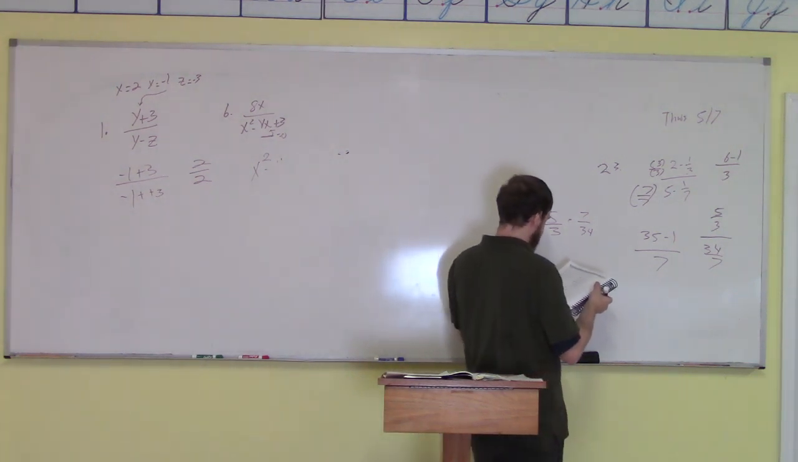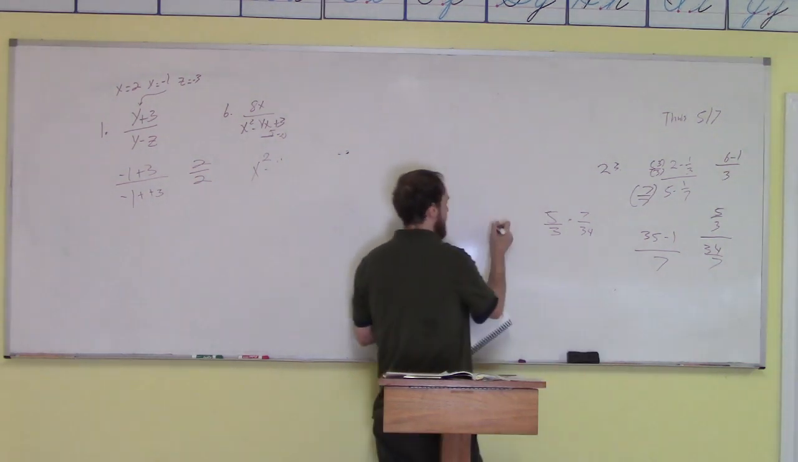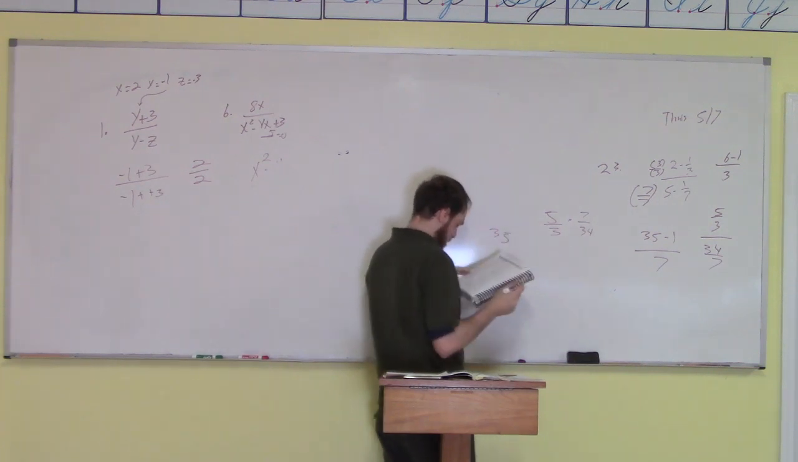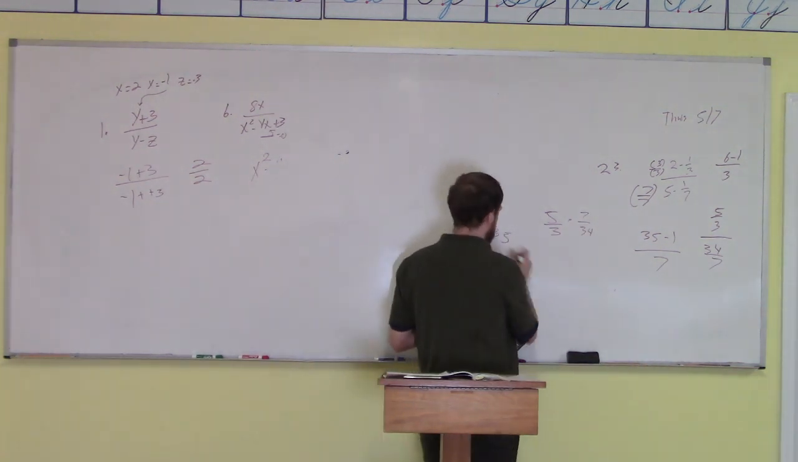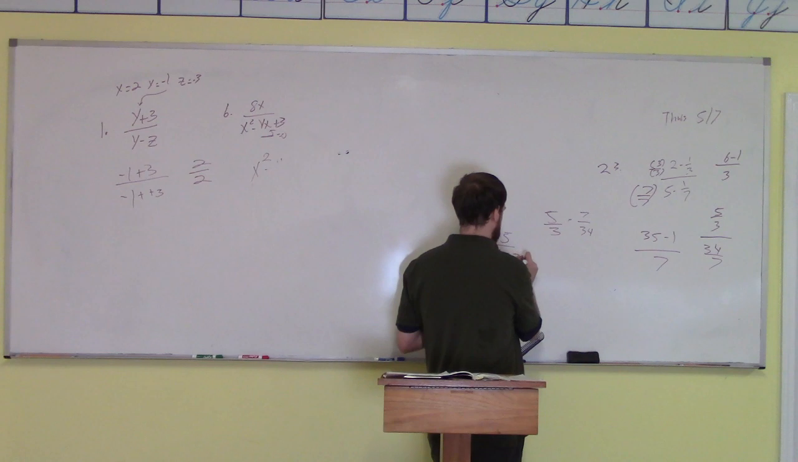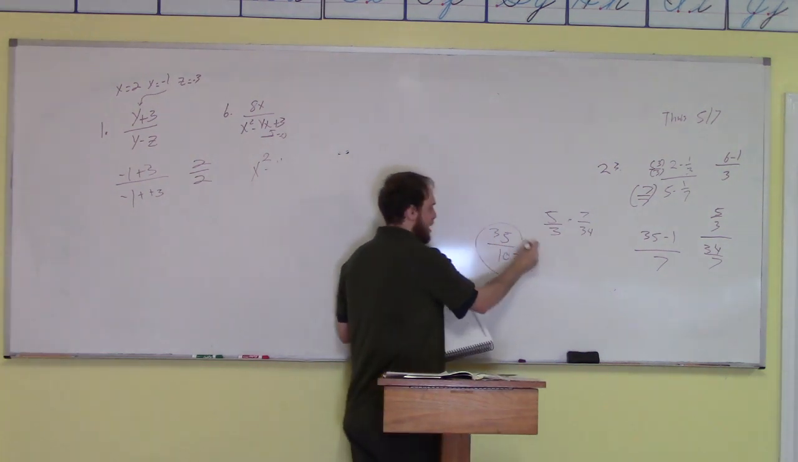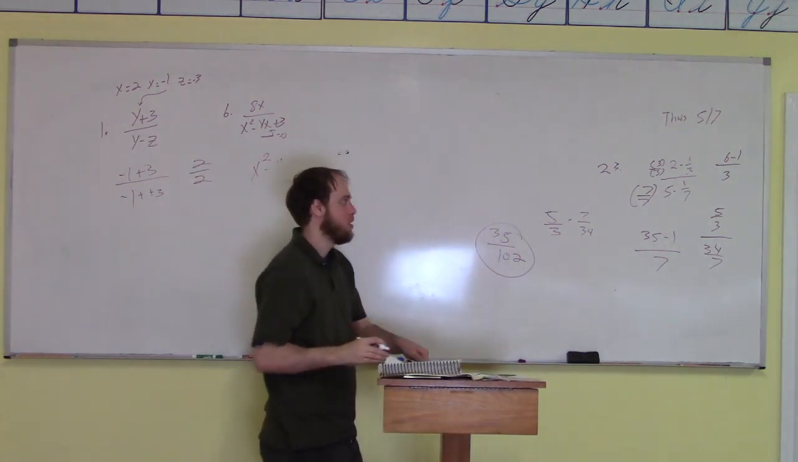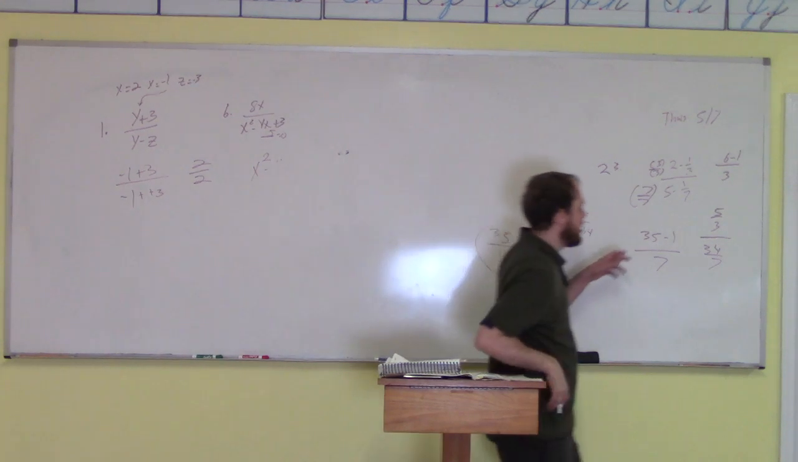Okay, so 5 times 7 is 35. And then 3 times 34 is 102. So 35 over 102 would be your answer. So again, get a common denominator.